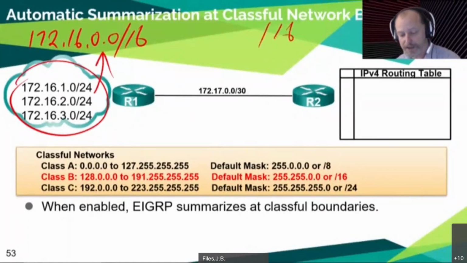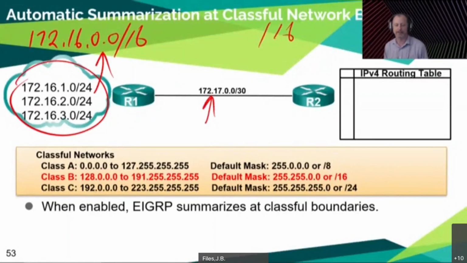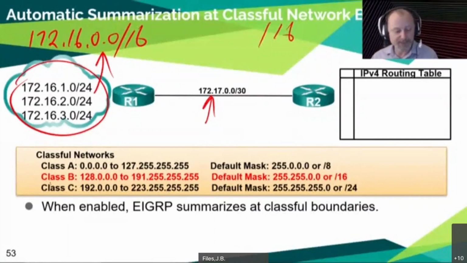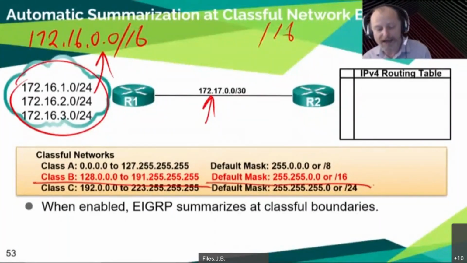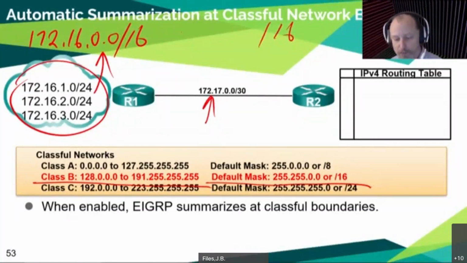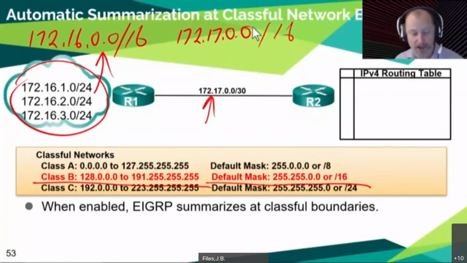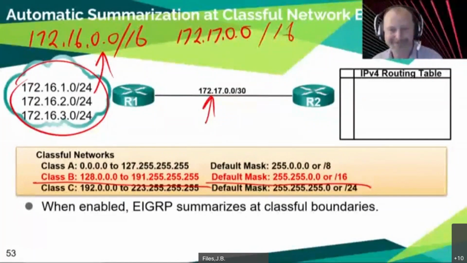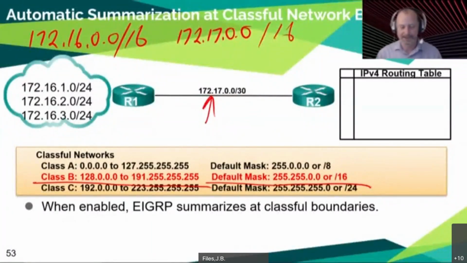What about this over here? Which /16 network does that belong in? Because that's class B as well. So the default mask for a class B, right, exactly, thank you, 172.17.0.0. Okay, so who cares? I know that's what you're asking yourself. I'll tell you.